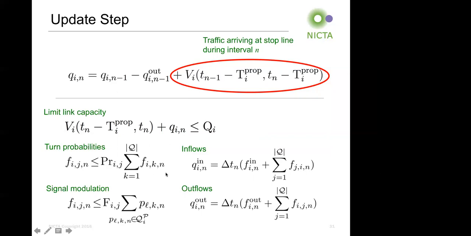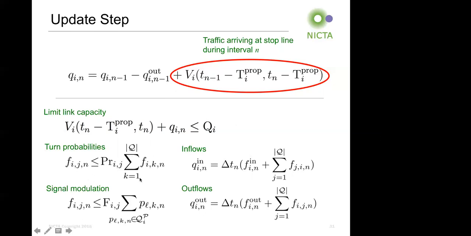And we have some other constraints that we apply. We try to ensure that the total traffic in the link at any one time doesn't exceed the capacity. So the sum of the traffic that's waiting in the queue and the volume of traffic that's traveling down the link has to be less than the capacity: the number of cars that can fit on the link at the jam density, when the traffic's all stationary along the length of the link.